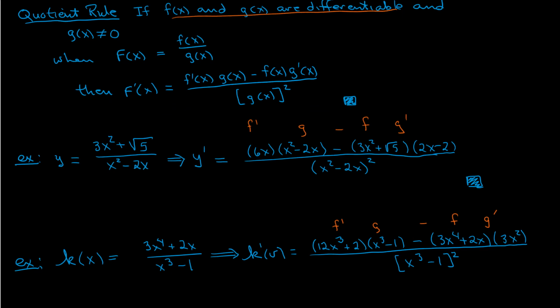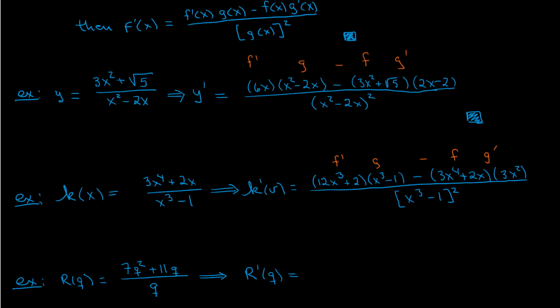Okay, so let's apply this. First thing I'm going to do is, in this example here, we have this 3x squared plus square root 5 divided by x squared minus 2x. The numerator is my f. The denominator is the g. At the very top of the screen is the quotient rule. It's f prime g minus f g prime, which I've already written down over here as an outline of what my numerator is going to look like.